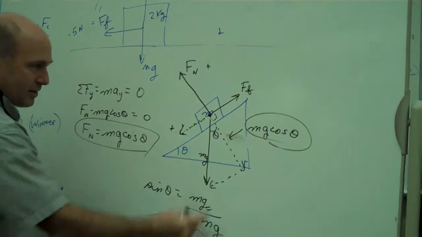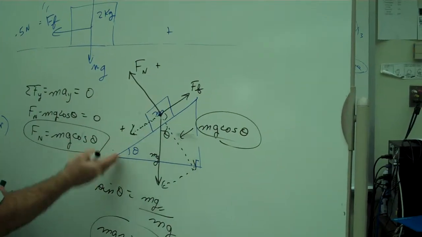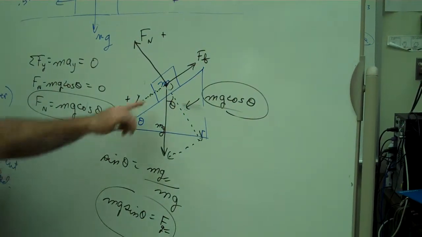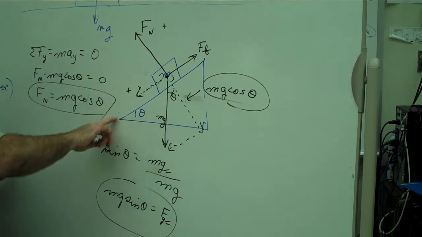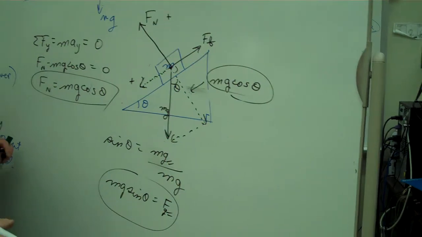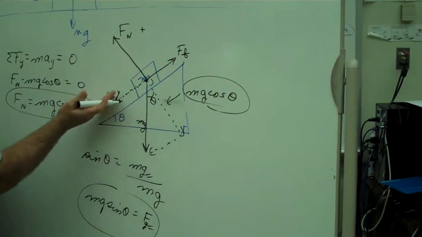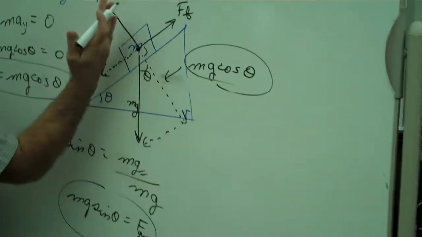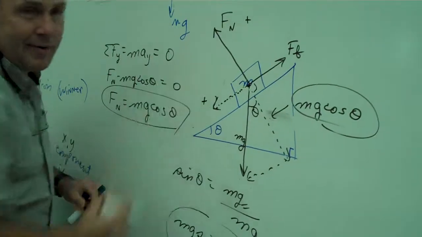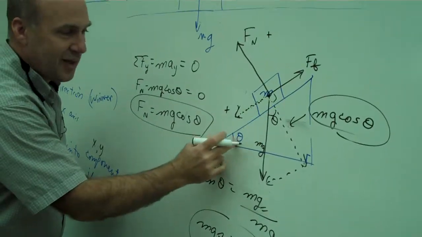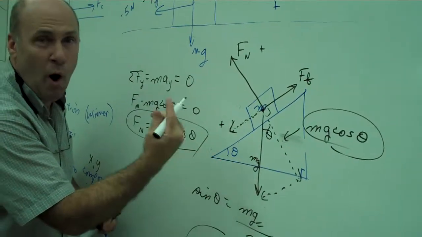mg sine theta is the component of your own weight making you go down a hill. If you ever go skiing or snowboarding, that's the force trying to pull you down the hill. It's your own weight, but a little bit of it. What if you make the steepness higher and higher and higher? Then sine theta gets bigger. Sine of 90 is 1.